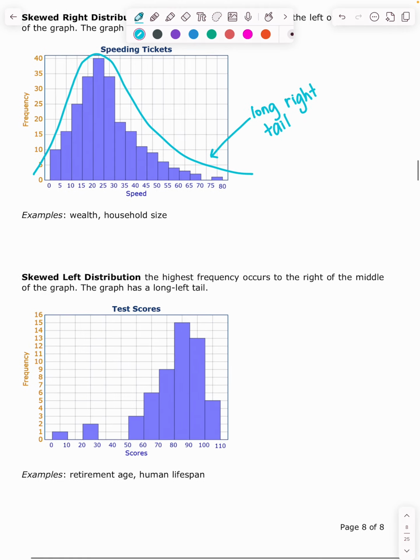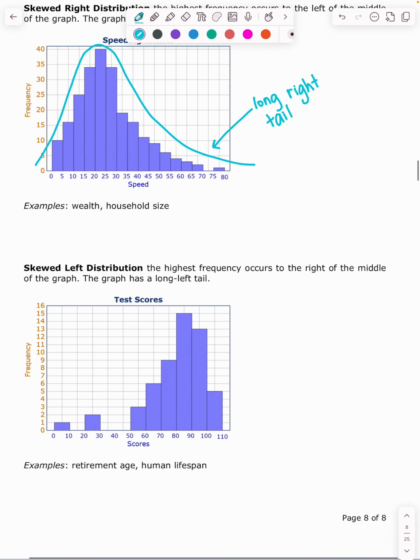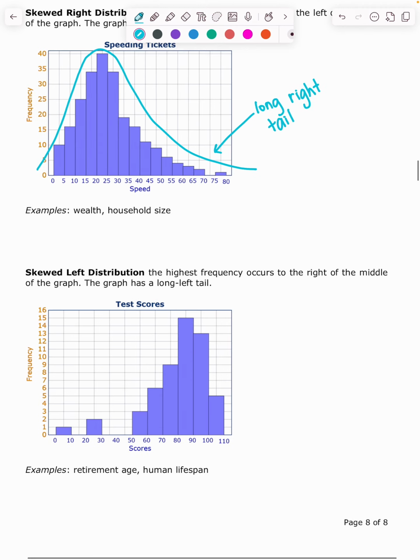The other end to that is a skewed left distribution. In a skewed left distribution, the highest frequency is on the right side of the middle, and the tail is on the left. We have a long left tail. Let me write this out here too. Long left tail. And these are also known as negatively skewed.